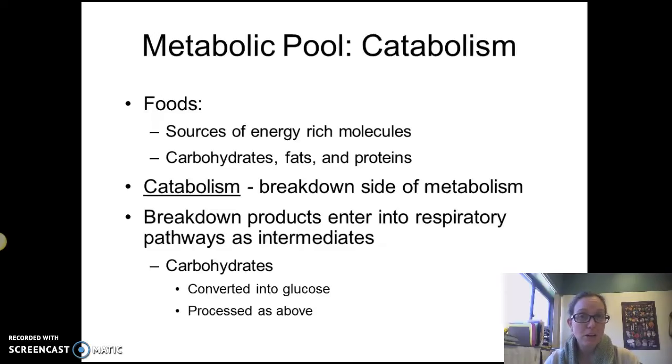Now, we've only been talking about glucose in cell respiration, but other carbohydrates can be used for energy as well. Polysaccharides can be cleaved apart through hydrolysis, and the resulting monosaccharides can be used in cell respiration, or other complex or simple carbohydrates even can be converted into glucose and proceed through the cell respiration process, just like we talked about.